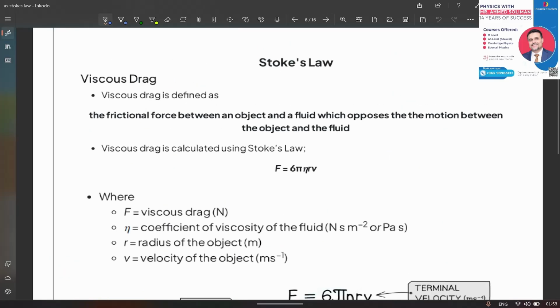Now let's move to the next. Now we'll talk about Stokes law. What is Stokes law? What does Stokes law state? If we want to talk about Stokes law, we need to define a viscous drag, which is drag force. And what is the symbol of drag force?